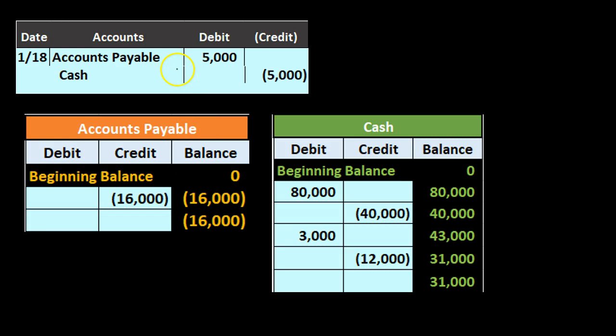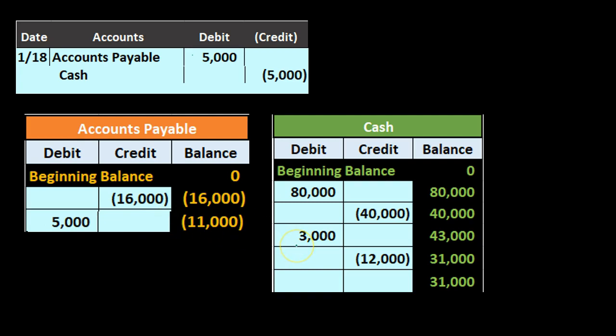So here's our transaction, debit accounts payable, credit cash. The accounts payable is debited $5,000. Here's the GL for accounts payable. It had $16,000 in it. We didn't pay off the entire $16,000. We only paid off $5,000. This is a debit. It's a credit balance. So the $16,000 is going down by the debit because we're doing the opposite thing to it as its normal balance, bringing it down to $11,000.